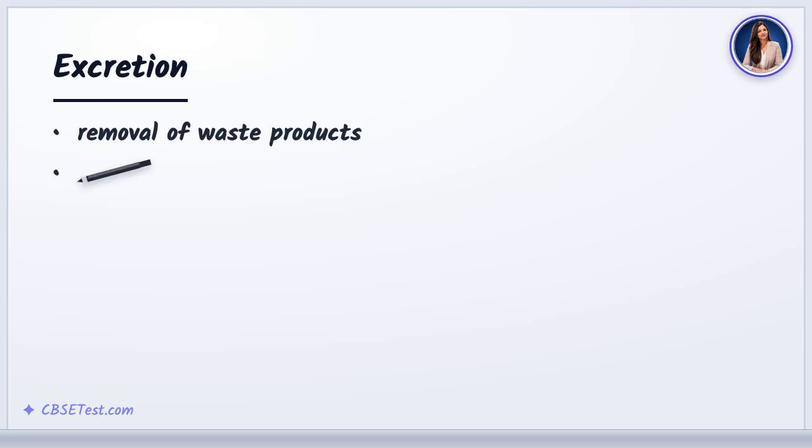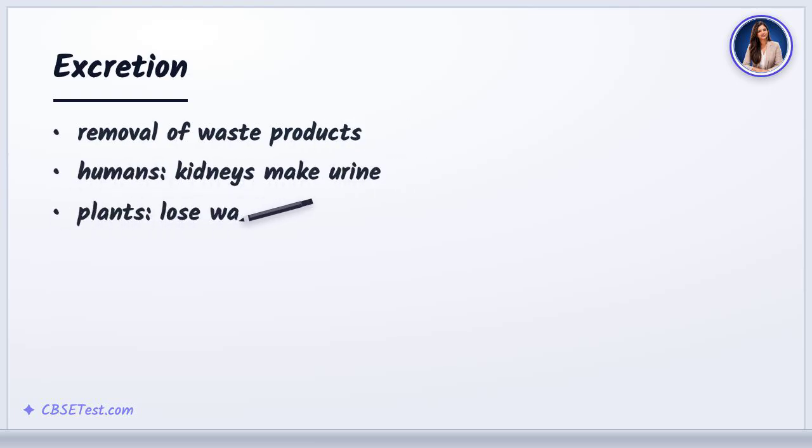Excretion removes harmful wastes. In humans, the kidneys filter blood to make urine. Plants release wastes through leaves and bark.